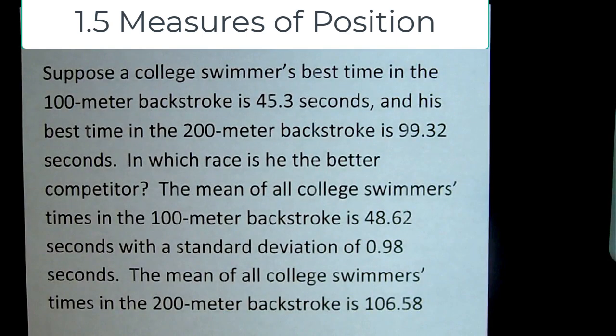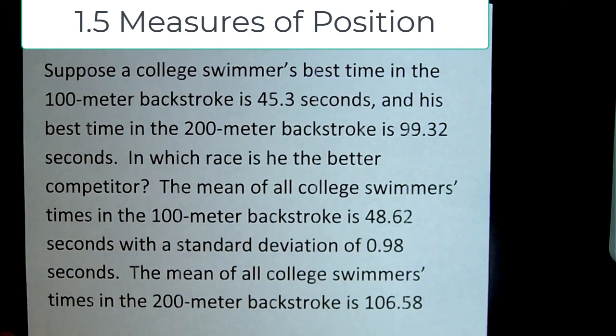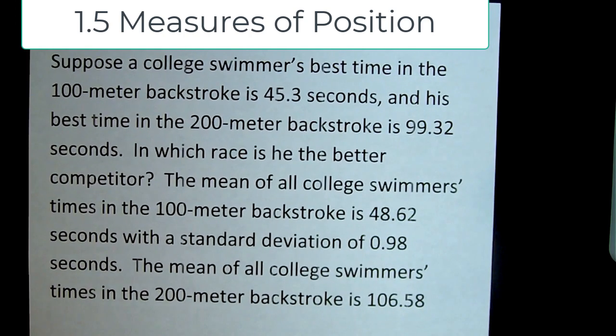Okay, so far we've talked about measures of central tendency, which gives you a sort of typical data value. We've talked about measures of dispersion, which gives you an idea of how spread out your data is. What we're going to talk about in this section is measures of position. And by position we mean basically position within the data set.